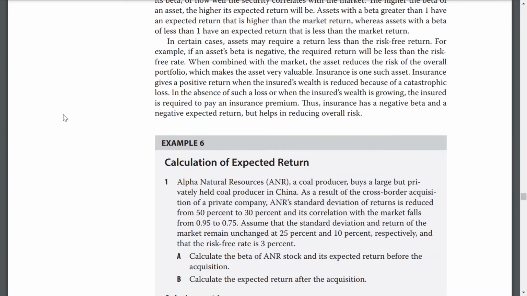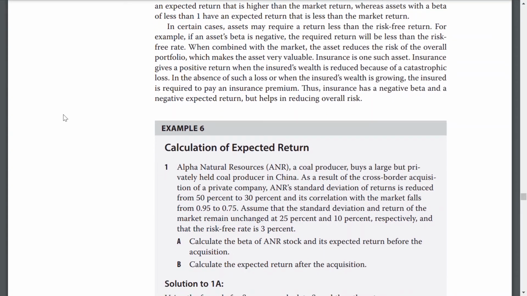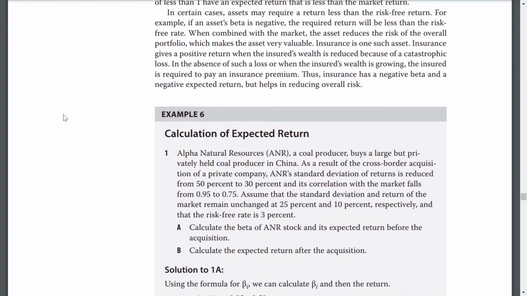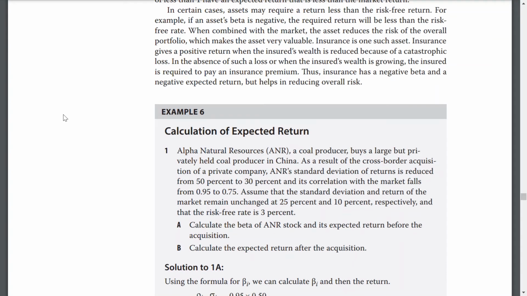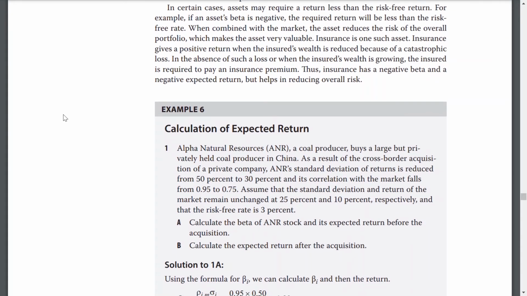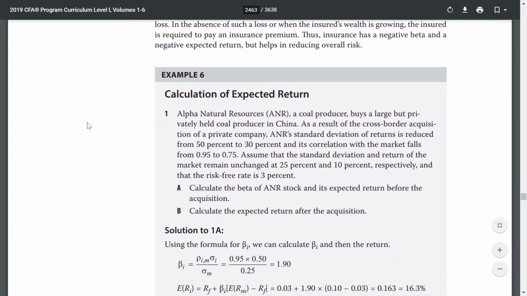Insurance is one such asset. Insurance gives a positive return when the insured's wealth is reduced because of a catastrophic loss. In the absence of such a loss, or when the insured's wealth is growing, the insured is required to pay an insurance premium. Thus, insurance has a negative beta and a negative expected return, but helps in reducing overall risk.